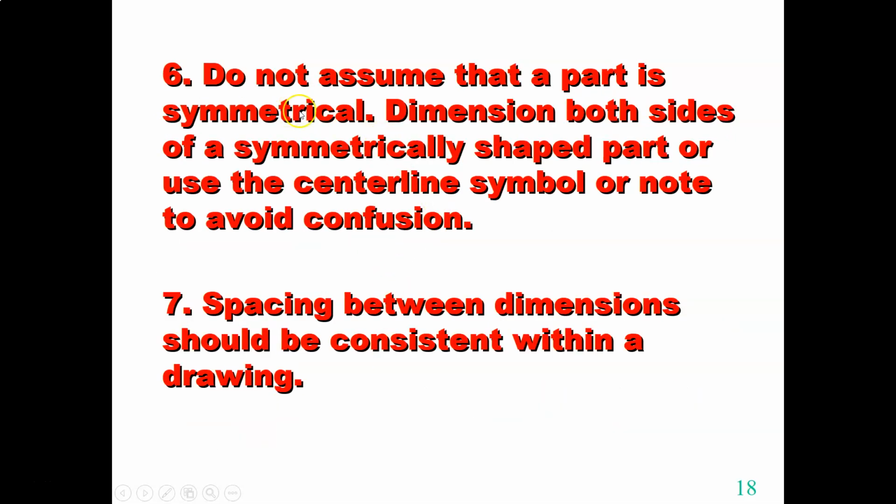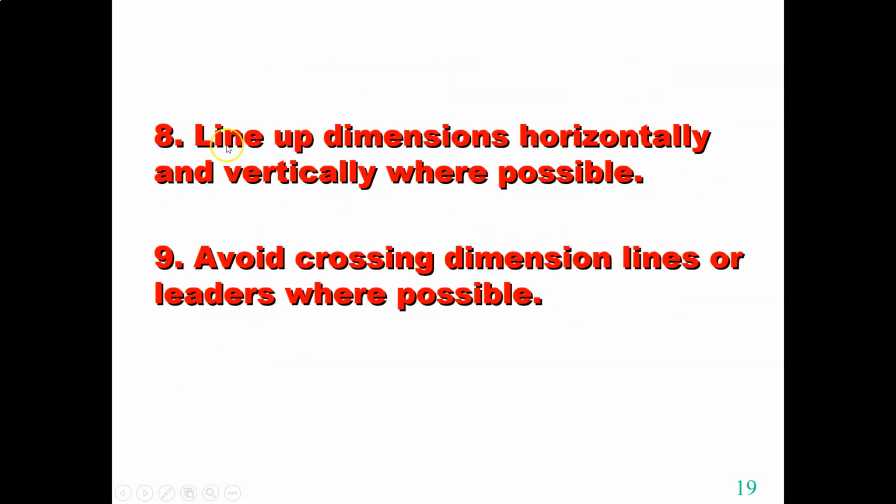Okay? Don't ever assume that a part's symmetrical. You're better off going ahead and dimensioning both sides of a symmetrical part just to avoid confusion. And you can use the center line to show symmetry if you want to. Spacing between dimensions should always be consistent. So you don't want a dimension 3/8 of an inch off in the front view and then a 1/2 inch off in the right side view. Okay? Line up dimensions horizontally and vertically if possible.